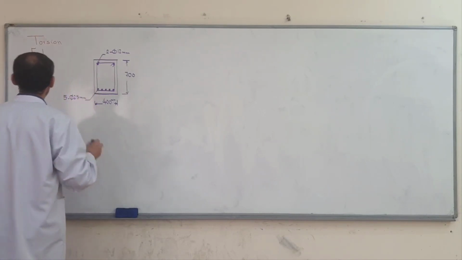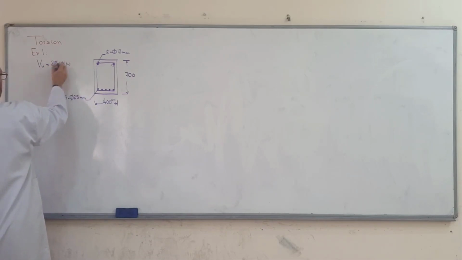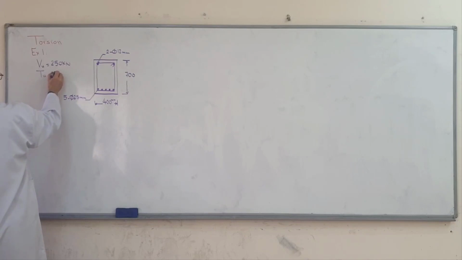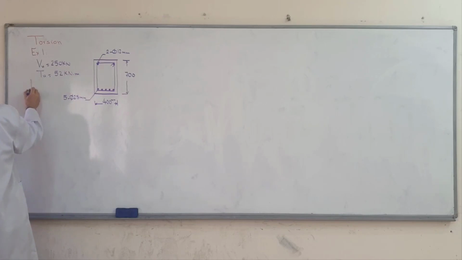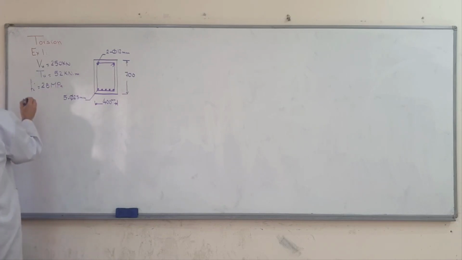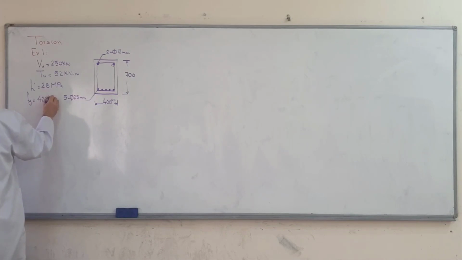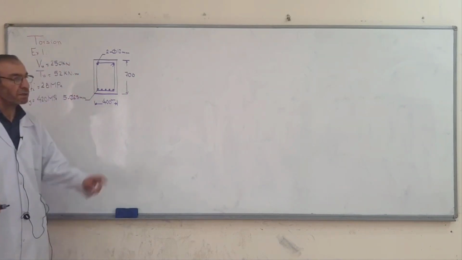The applied ultimate shear is 250 kilonewton and the applied torque is 5 kilonewton per meter. f'c, the strength of the concrete, is 28 megapascal, and fy is 420 megapascal. These are given in the problem.